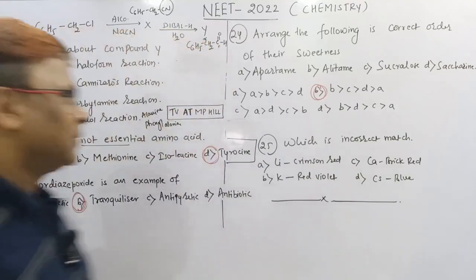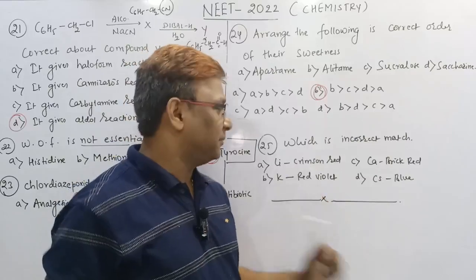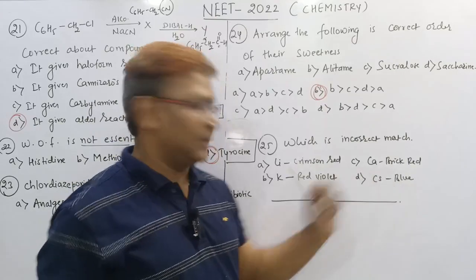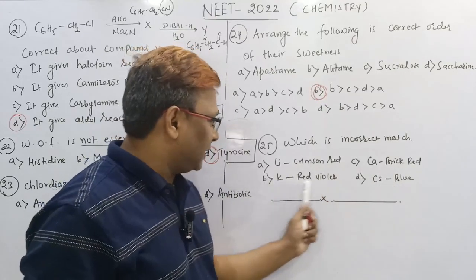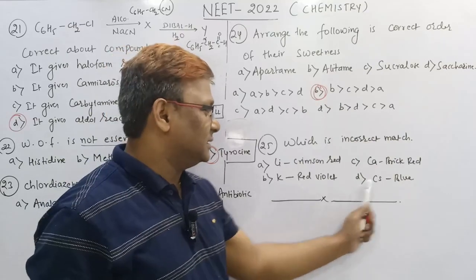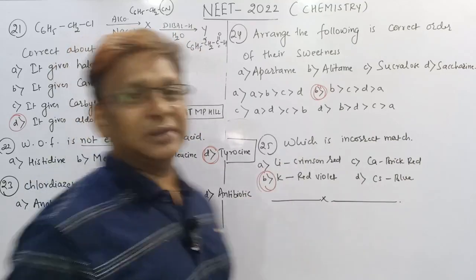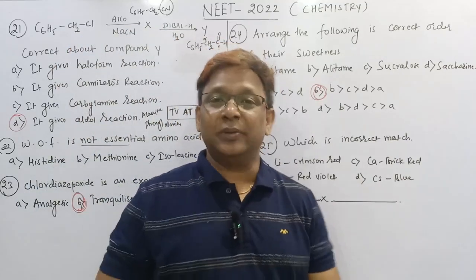Now the last question: which is the incorrect match? Lithium crimson red, yes. Calcium brick red, yes. Potassium red violet, no beta, it is a lilac color. Cesium blue, okay. So the incorrect match is what? Potassium, which is red violet, is not correct. It should be lilac, right?